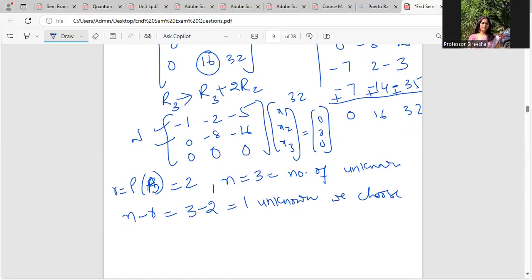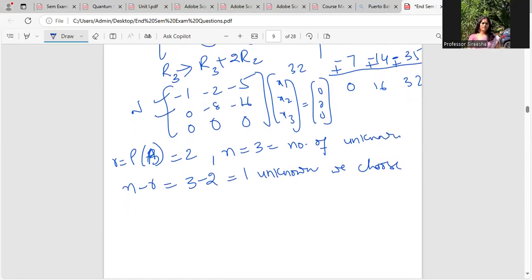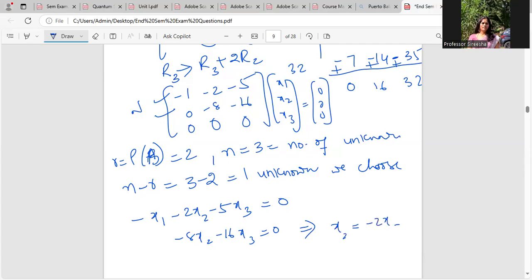Now, see what I have. I write it in equation format. Minus x1 minus x2 minus 5x3 is equal to 0. Similarly, minus 8x2 minus 16x3 is equal to 0. I can clearly see here x2 is equal to minus 2x3. How? Minus and minus go off, this becomes plus. 8 also goes off, 8 twos. x2 would be minus 2x3.